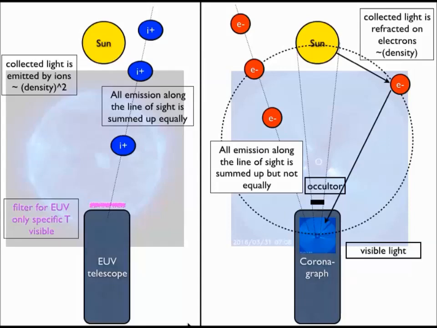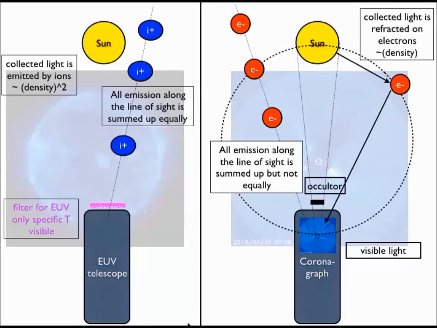Now in the corona, these tend to be in the same places, otherwise you have an electric field that nature doesn't like. So they're in the same place, but the process is different. In the case of the ions, it's emission lines. So it's two ions bumping into each other and releasing a UV photon that we capture. This bumping together means that you need two of them, so it's proportional to density squared. While in the coronagraph, it's visible light that reflects on single electrons. So it's also proportional to the density, but not to the square of the density.